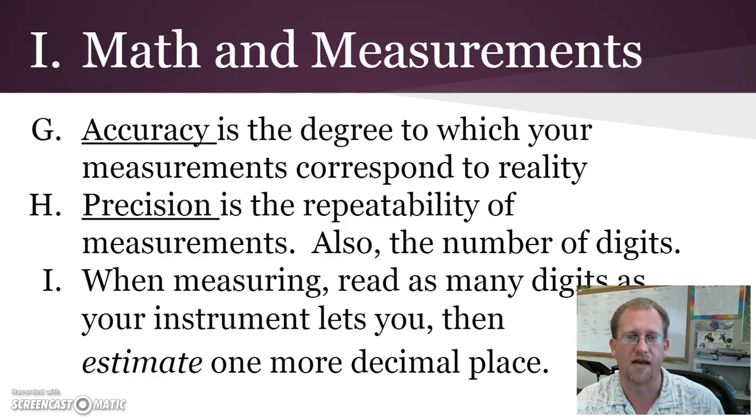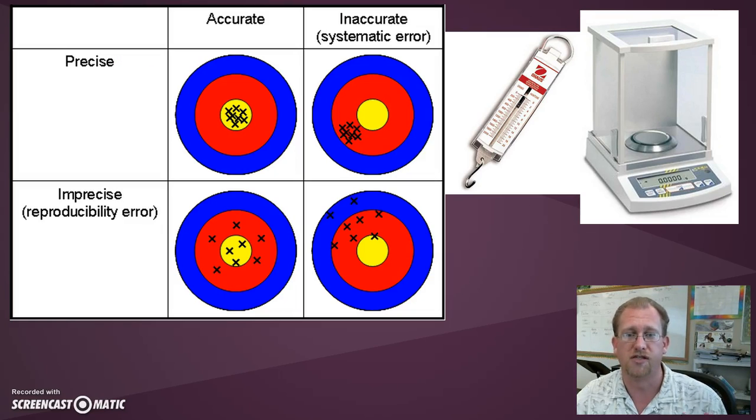So you always want to estimate the last decimal place that you can. Now, if it's a digital scale, you can't estimate because you don't have a pointer on a scale to read. If it's a digital scale and it says 3.24, then you write down 3.24. But you always want to capture as many significant digits as you possibly can.